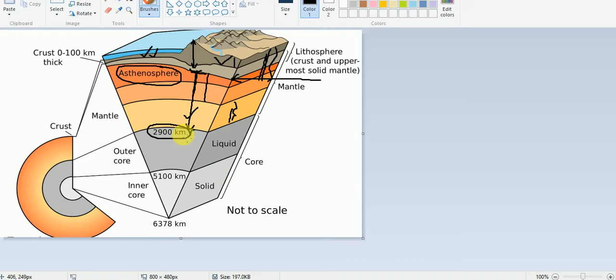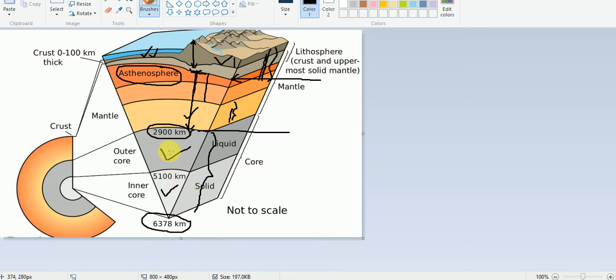See here, it is indicated. Okay, this is the core mantle boundary. So the core mantle boundary starts from 2,900 kilometers below the ground, and from here up to the center we have the core. And this is the radius of the Earth, 6379 kilometers. This is the center, and this is the outer core. Okay, the outer core is in liquid state, and the inner core is in solid state.